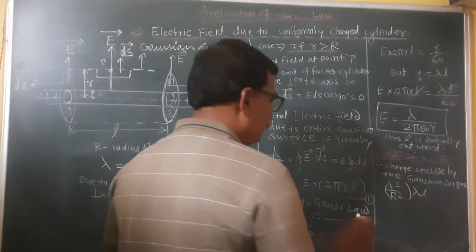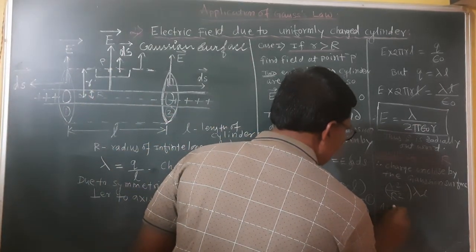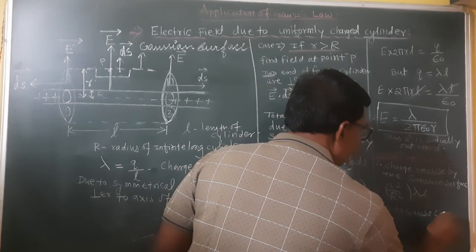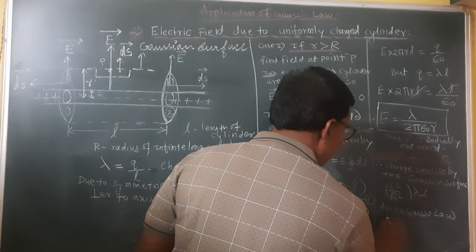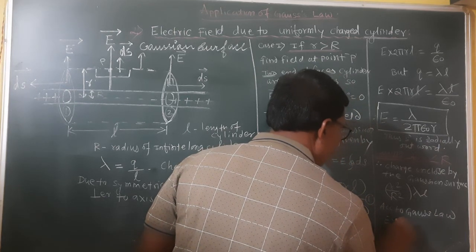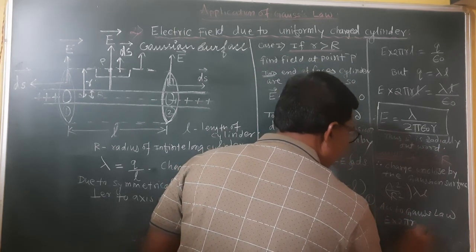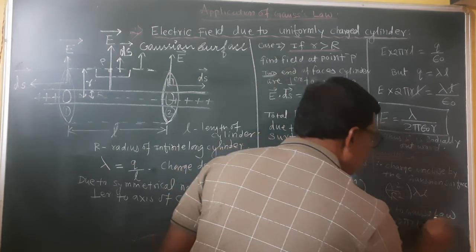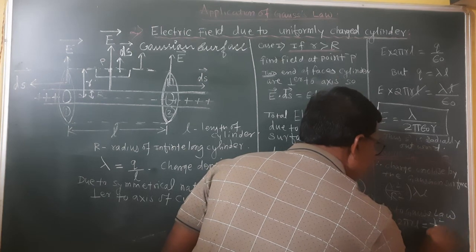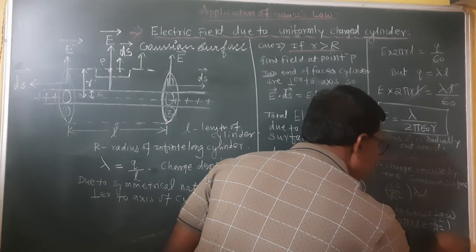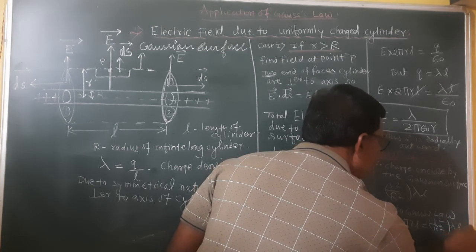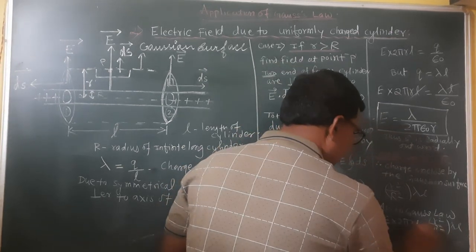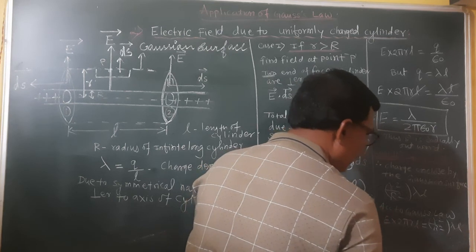According to Gauss law, E into 2 pi R L is equal to r square upon R square into lambda L. Here L is cancelled with this L.